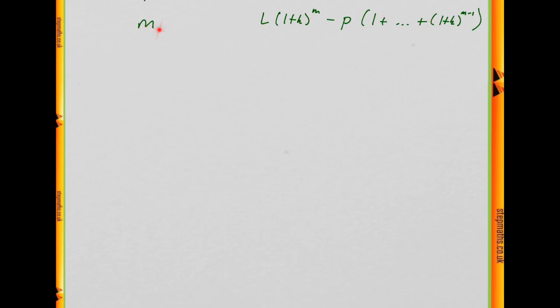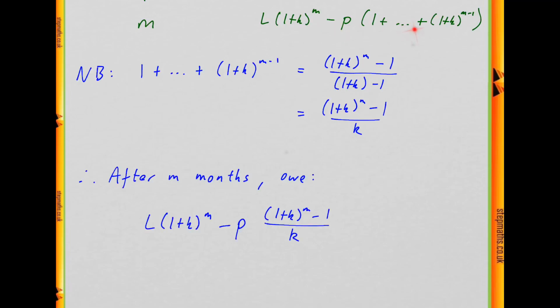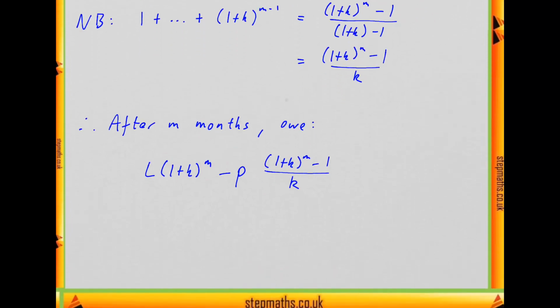We're eventually going to set that equal to 0 because we want to have paid it off after m months. First, let's simplify this. This part we've multiplied P by is a geometric series with common ratio 1 plus k. So the sum of the first m terms is 1 plus k to the m minus 1, all over 1 plus k minus 1, and the bottom just simplifies to k. So the amount we owe after m months is just this, with this substituted in. And this is what we're going to set equal to 0 because we want to have paid it off exactly after m months.